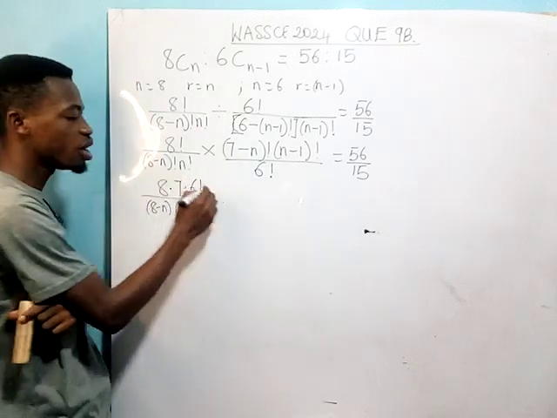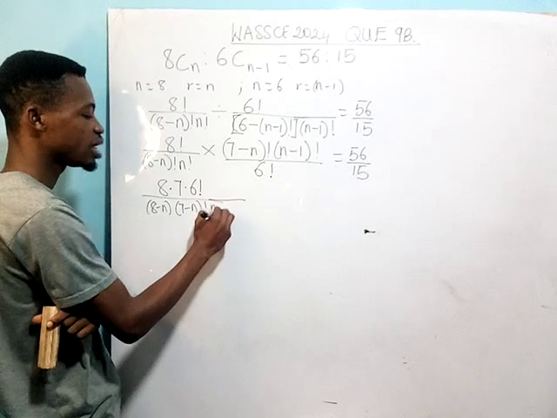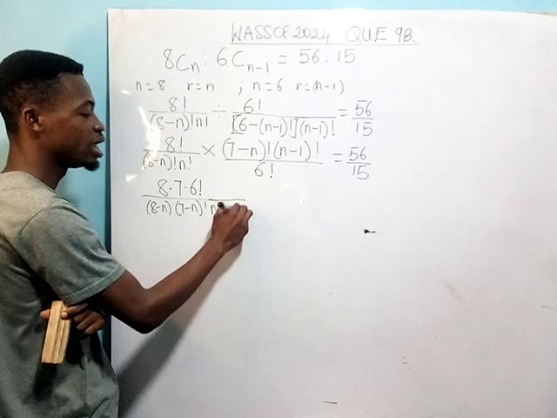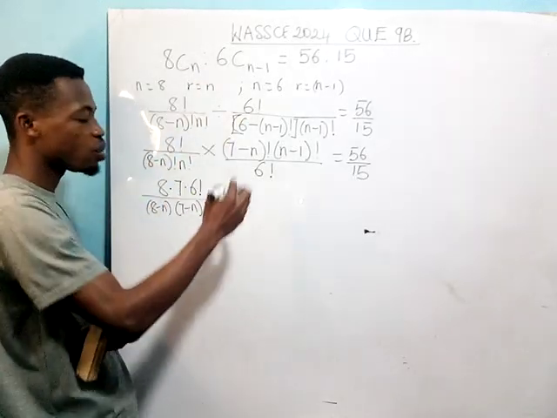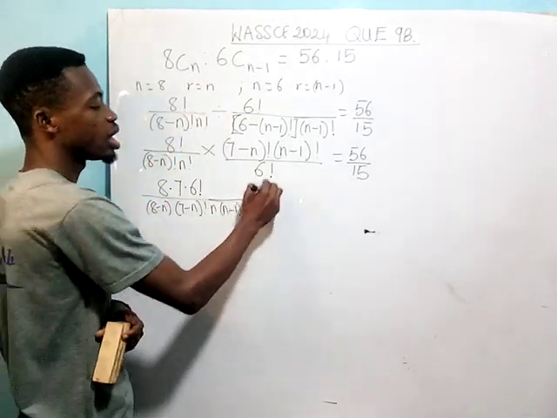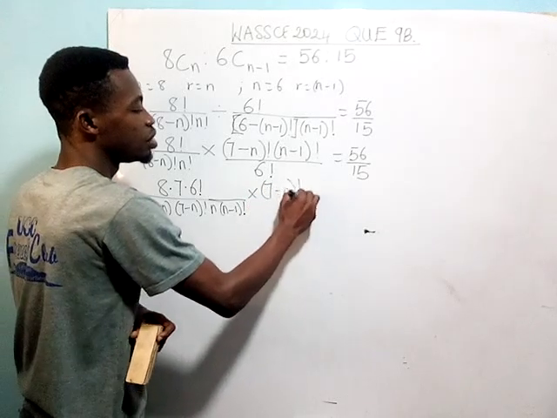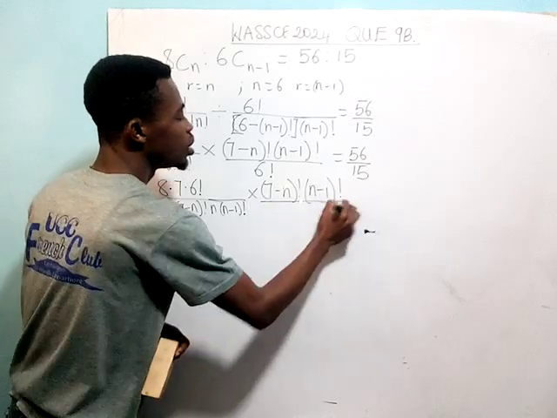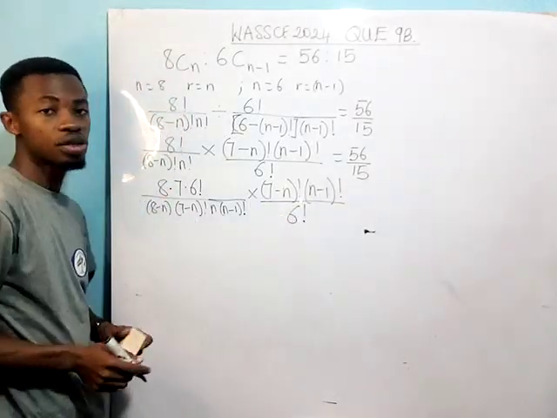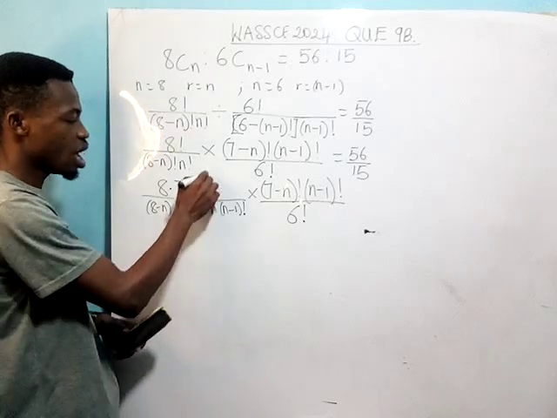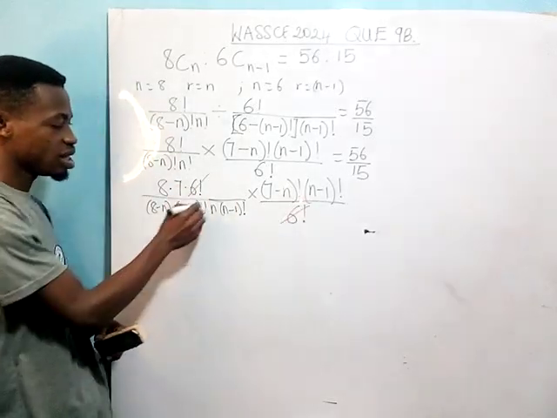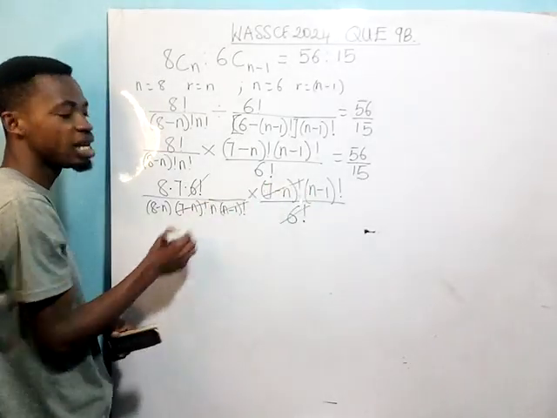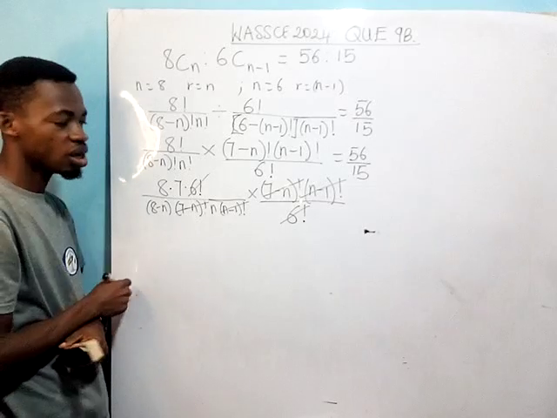Then our n factorial is going to give us n times (n minus 1) factorial, as we move, it reduces by 1. Times (7 minus n) factorial, (n minus 1) factorial, all over 6 factorial. So now our 6 factorial cancels out, our (7 minus n) factorial cancels out this, and our (n minus 1) factorial takes this one away.